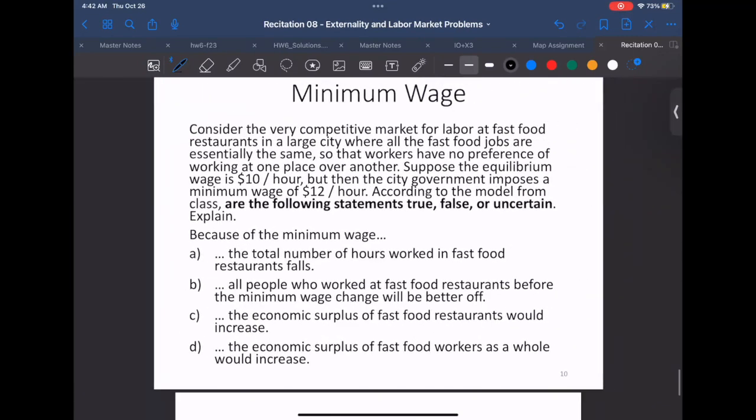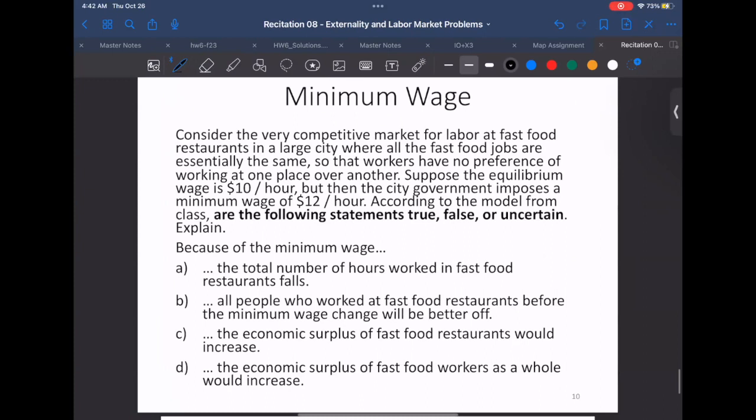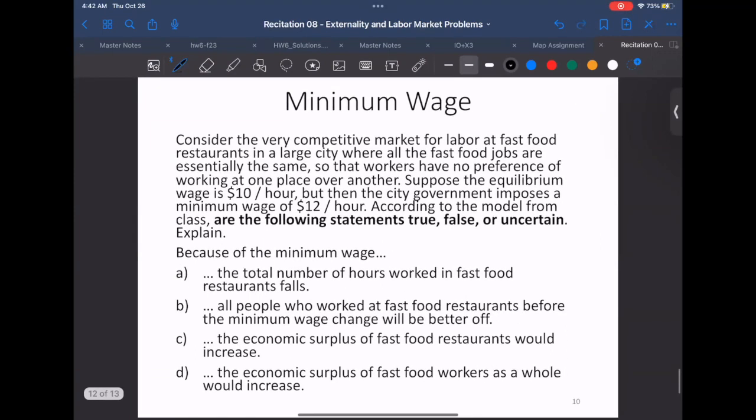Now, we're going to finish up this example with a minimum wage question. Consider the very competitive market for labor at fast food restaurants in a large city where all fast food jobs are essentially the same, so that workers have no preference working at one place or another. Suppose the minimum wage is $10 an hour, but then the city government imposes a minimum wage of $12 an hour. According to the model from class, are the following statements true, false, or uncertain?